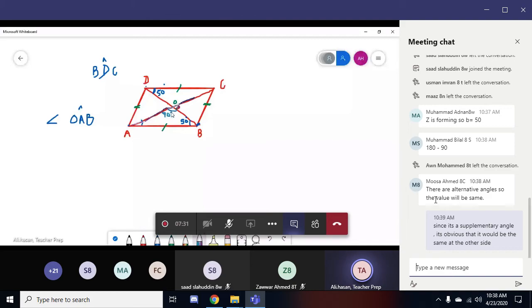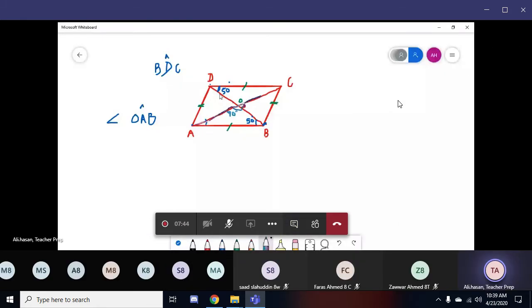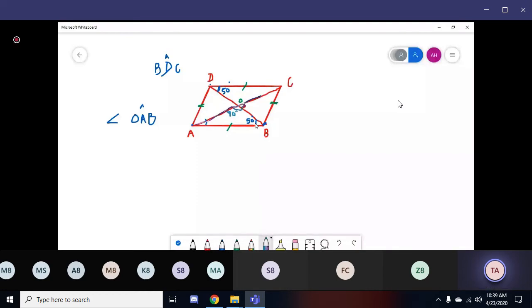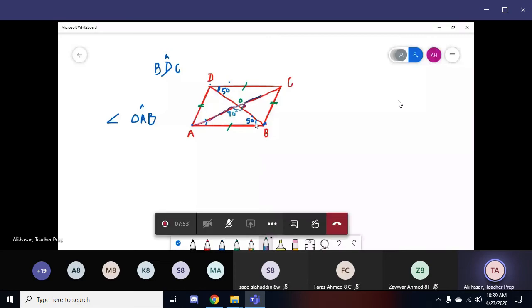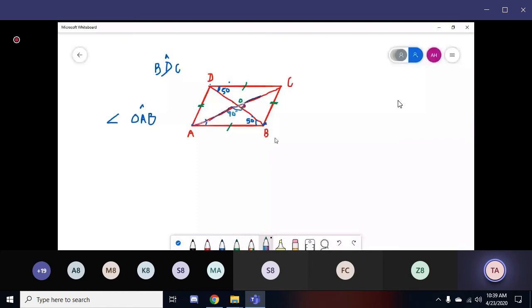Once you know what alternate angles are and you rightly observe this, oh yes, if this is 50, this is also 50. So you immediately recalled alternate angles, used them, and approached the result. So this was 90, and since in triangle AOB two angles are given, the third one you can easily find. Now moving on to the slide.